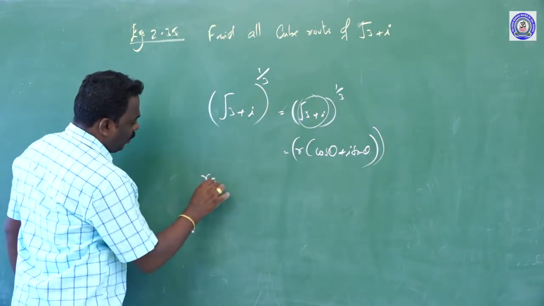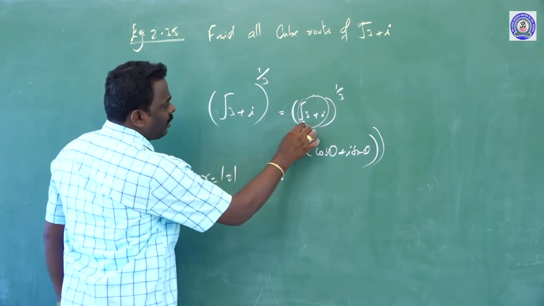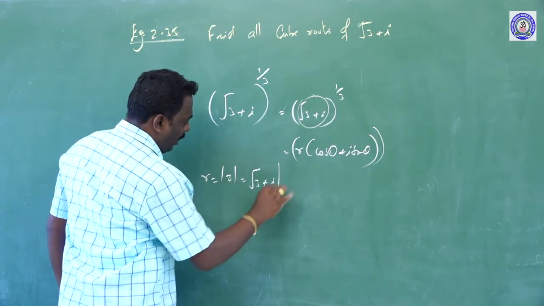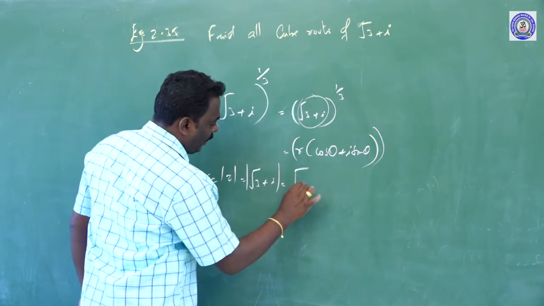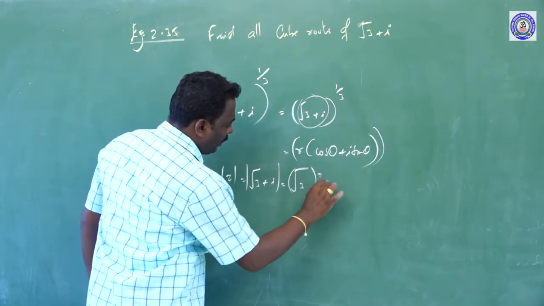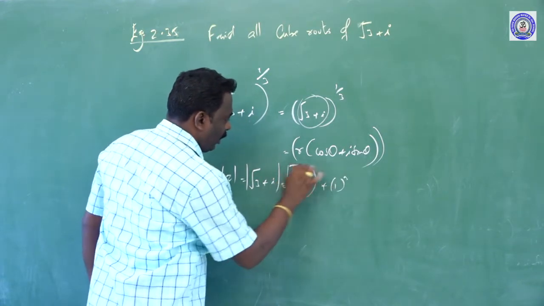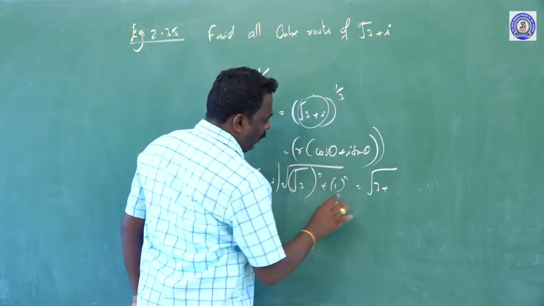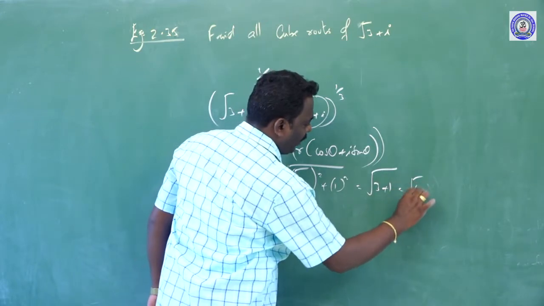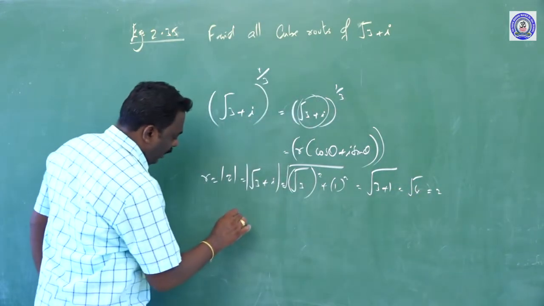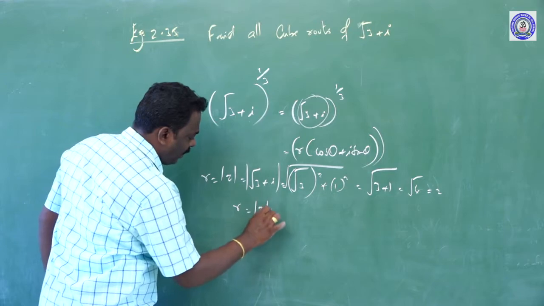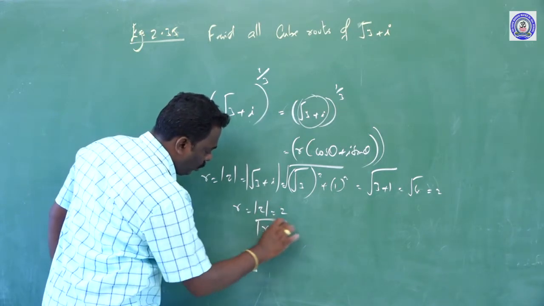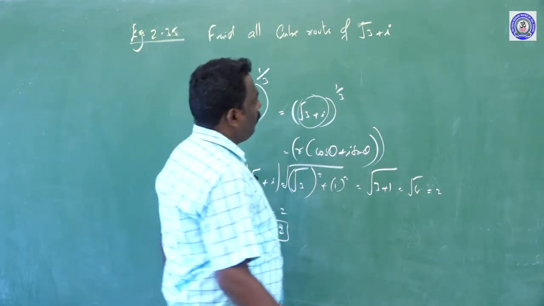Therefore r is equal to the modulus of z, and z is root 3 plus i. So r is equal to the square root of (root 3) squared plus 1 squared, which is the square root of 3 plus 1, which is the square root of 4, which is equal to 2. Therefore r is equal to the modulus of z, which is 2.